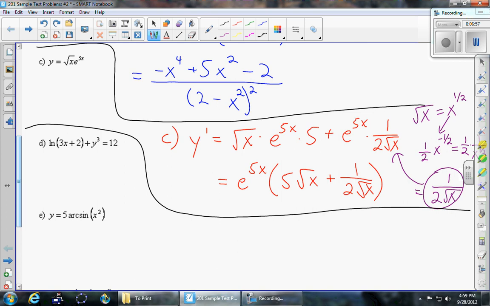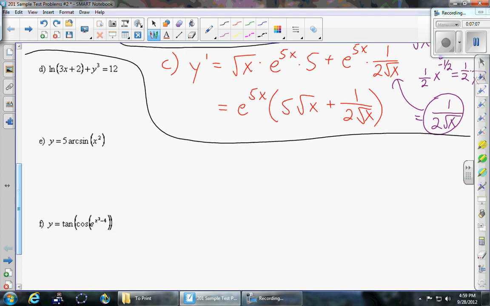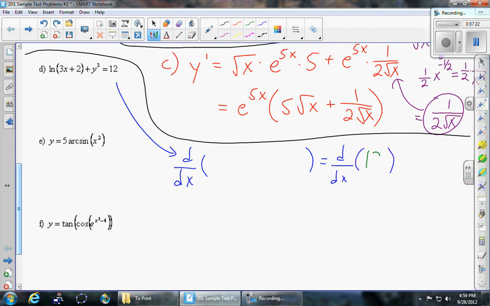So I think the idea here is that if you see an equation with x's and y's all mixed up, and you want to find dy dx, that you're going to use implicit differentiation. So just kind of a different technique than the problems we did above. So what we'll do here is we'll take the derivative of both sides of the equation. So I'm going to write this. It's going to say the derivative of the left side is going to equal derivative of the right-hand side. Then we'll fill in the blanks here. So the right-hand side was just 12. Left-hand side, I'm going to copy it all.